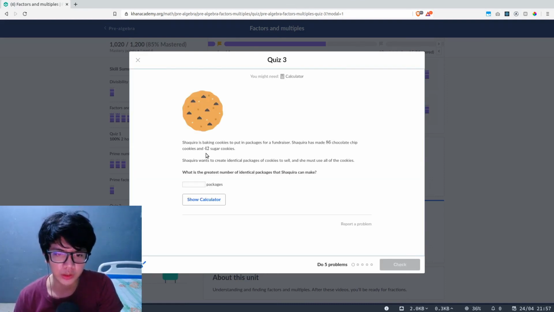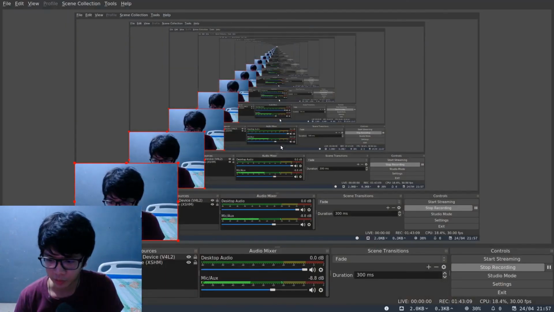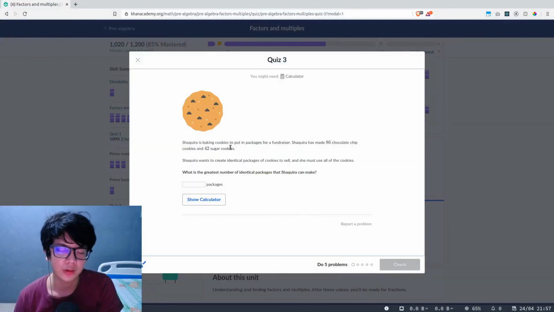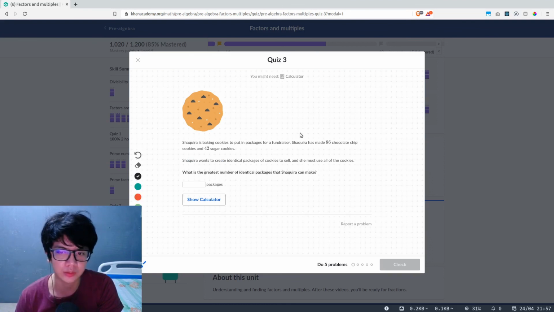Shakira's baking cookies to put in packages for a fundraiser. Okay, I'm recording now. I'm disappointed. Shakira's baking cookies to put in packages for a fundraiser. Shakira's made 86 chocolate chip cookies and 40 sugar cookies. Shakira wants to create identical packages of cookies to sell, and she must use all of the cookies. Greatest number of identical packages Shakira can make.